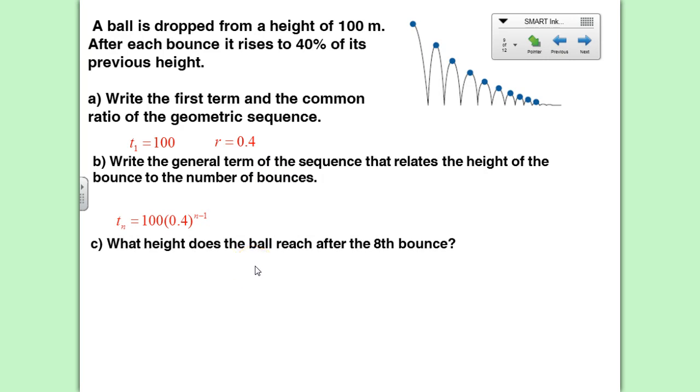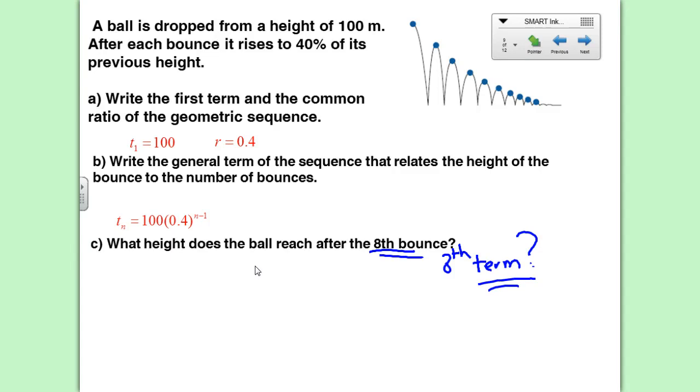What height does the ball reach after the 8th bounce? And again, here's where you want to ponder, okay, 8th bounce. Wait a second. Does that mean it's the 8th term? Is that really what that means? Or is it the 7th term? Or is it the 9th term? Ponder that, and it helps to look back at the diagram.